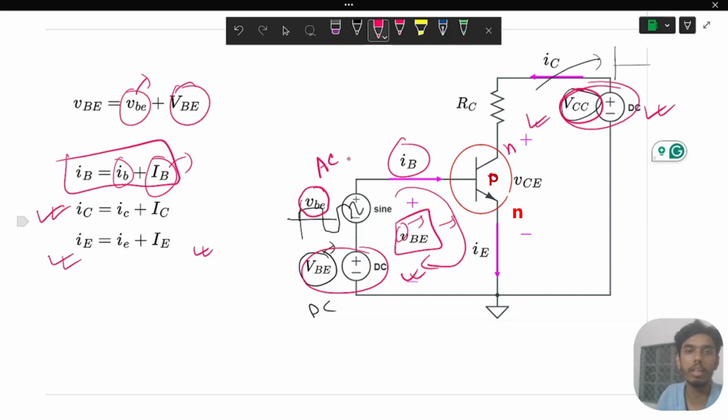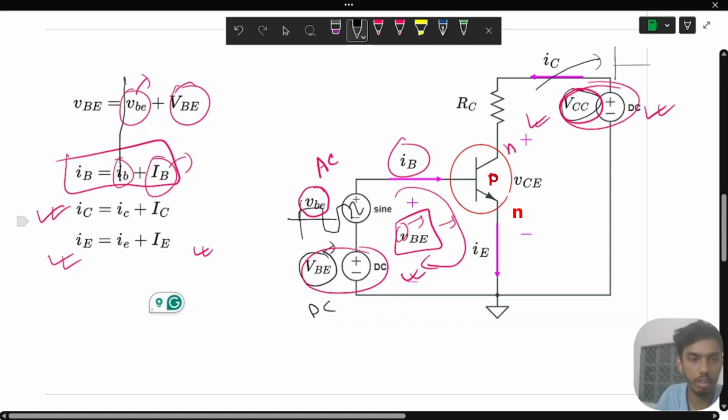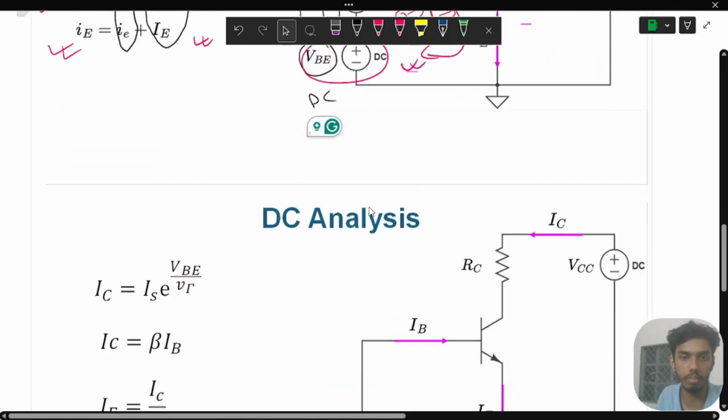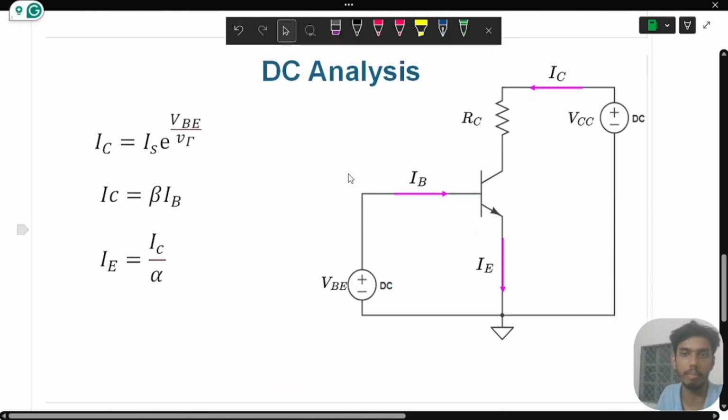Okay, so our goal in this lecture will be to determine the equivalent circuit of the transistor for these AC signals, these small signals. We will not bother about the DC signals because we have already done the DC analysis. So this is not our concern for this lecture. Okay, so let's move on. I hope everything is clear up to this point, because this is very basic analysis.